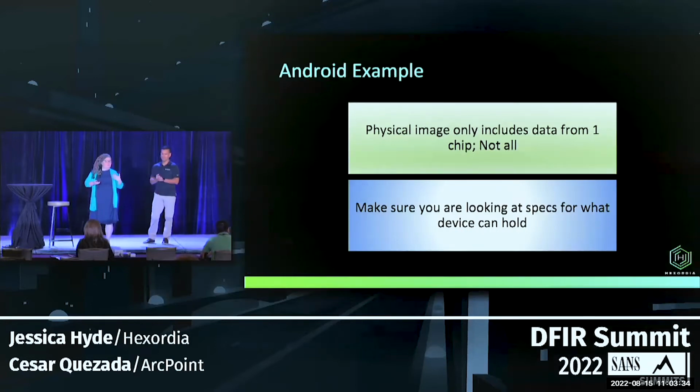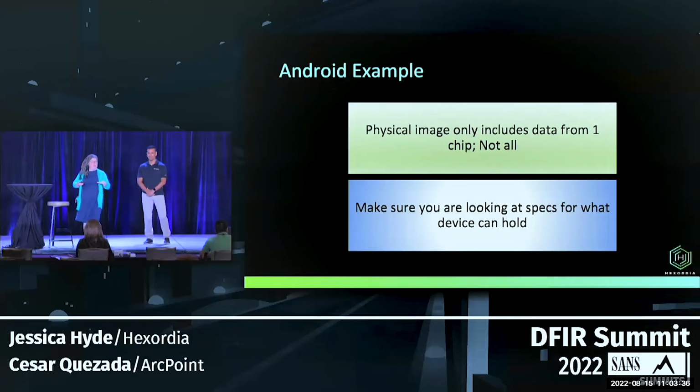So for us, really today, the full file system image is really the gold standard because we don't get a lot of physicals anymore because of encryption. Right. Or they're useless. Older devices, yes.